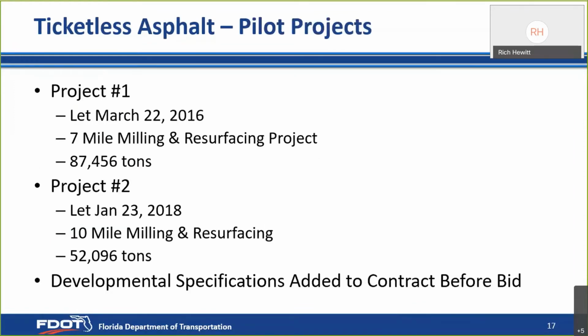The first ticketless asphalt project was back in 2016, about 87,000 tons. The one in 2018 was about 52,000 tons. And we used developmental specs that were added before the contract was bid.